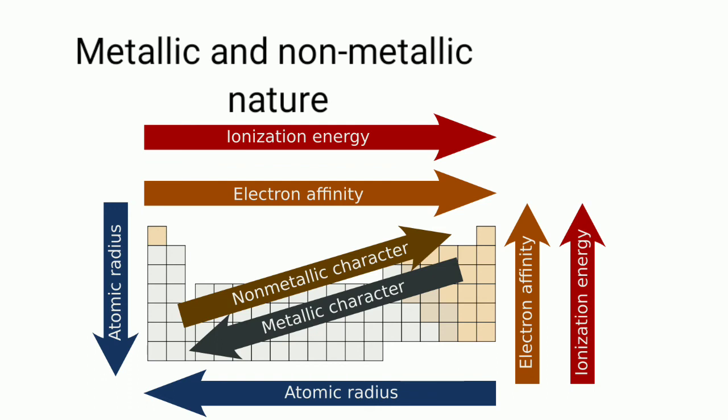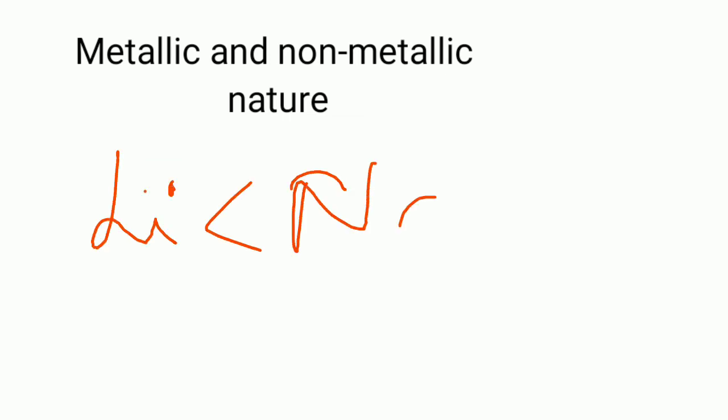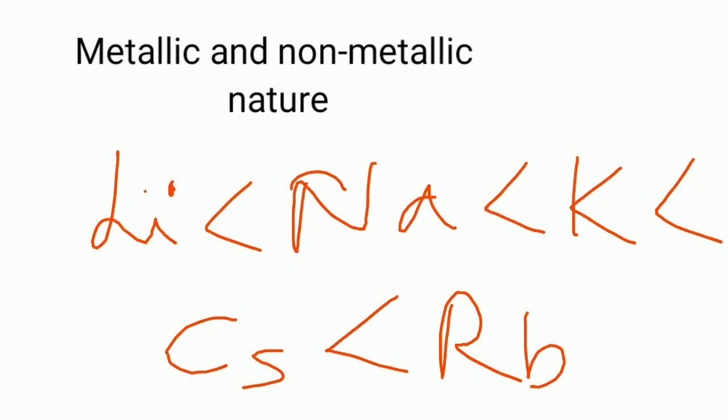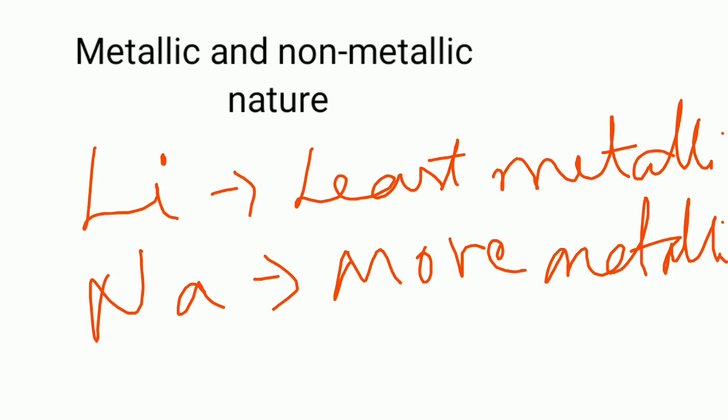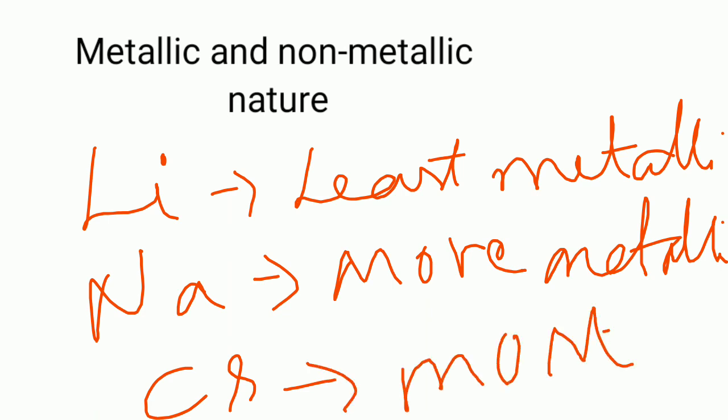Now let's compare metallic properties with some metals. Example, lithium, sodium, potassium, rubidium and cesium. So all the elements in this group are metals. So when you compare metallic nature with lithium and sodium, sodium is more metallic than lithium because sodium can give up its electron more easily than lithium. So like that, in this group, lithium is least metallic, cesium is most metallic.